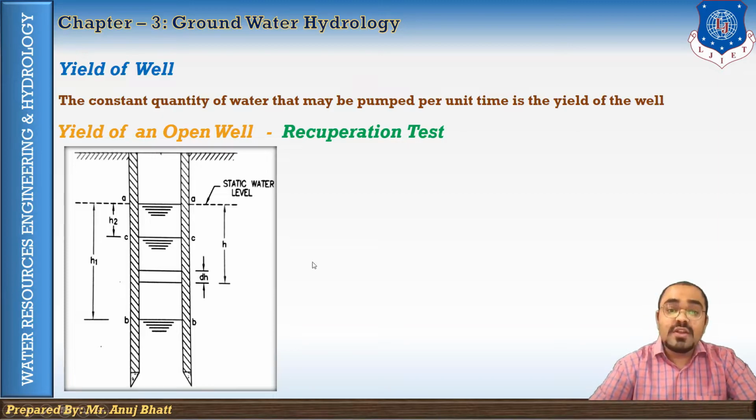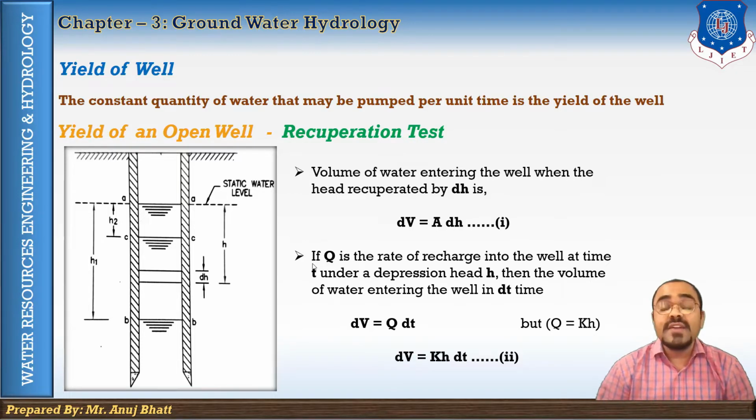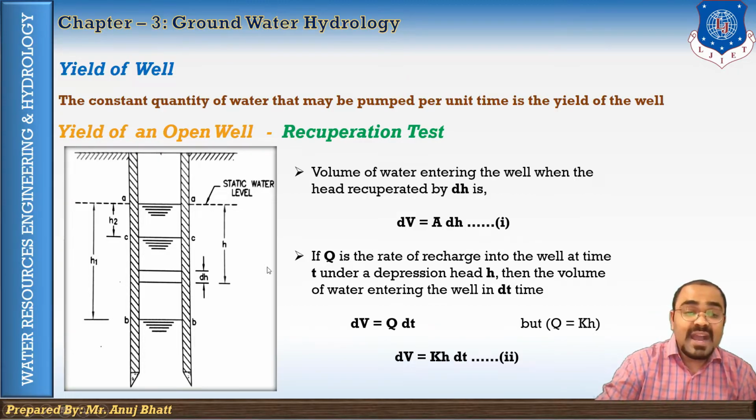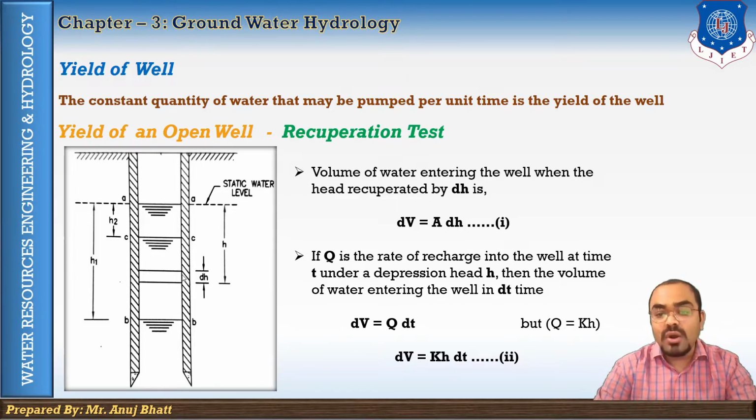So if we consider the volume of water entering the well when the head recuperated by dh, then that volume of water dV would be area into the dh value. Well, if Q is the rate of recharge into the well at time small t under a depression head small h, then the volume of the water would be dV is equal to Q into dt, and we know that Q is equal to Kh.